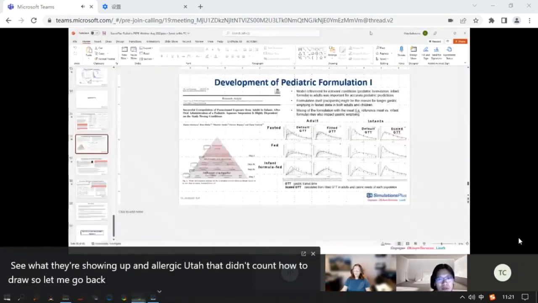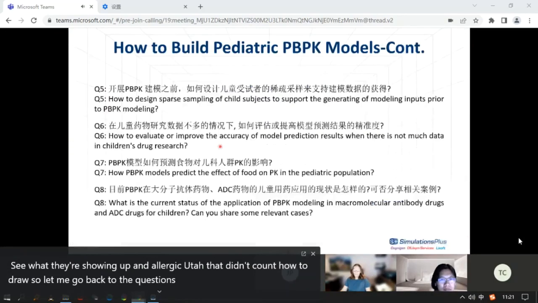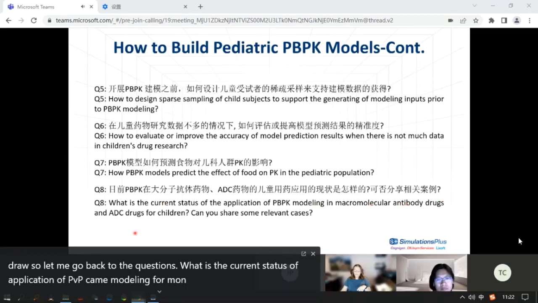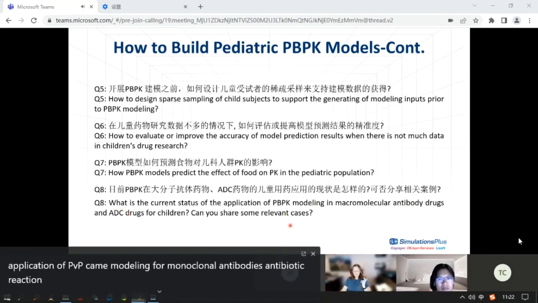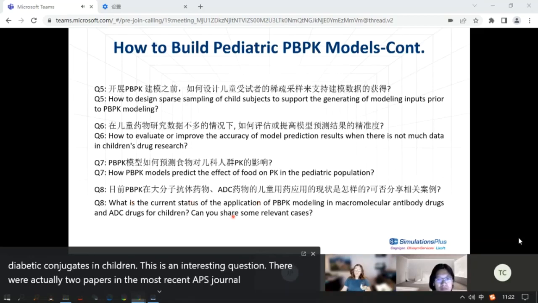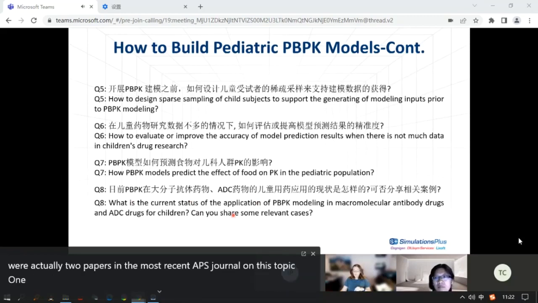So let me go back to the questions. What is the current status of application of PBPK modeling for monoclonal antibodies and antibody-drug conjugates in children? This is an interesting question. There were actually 2 papers in the most recent AAPS journal on this topic. One of those was looking at the predictions of Humira, or doing dosing for Humira for children in a regulatory submission.